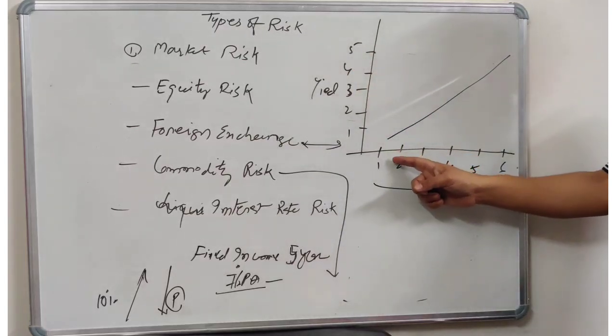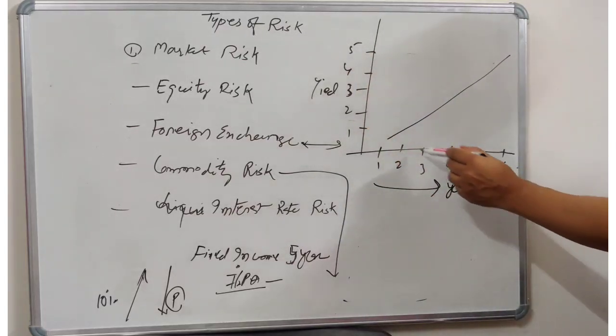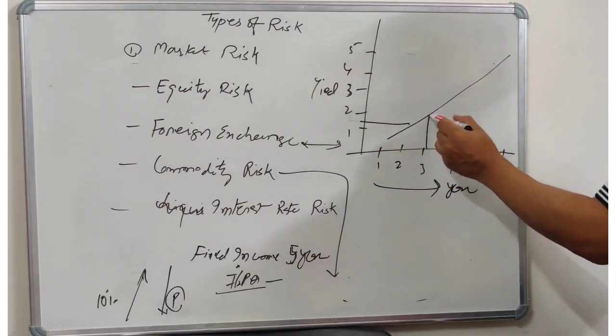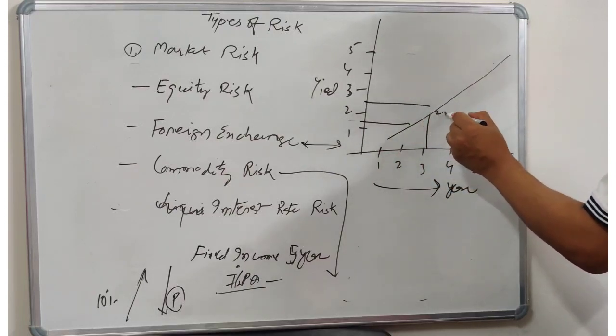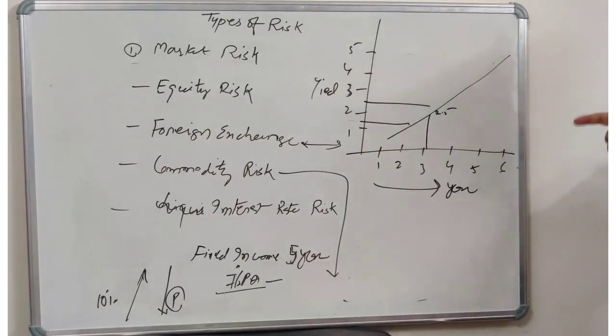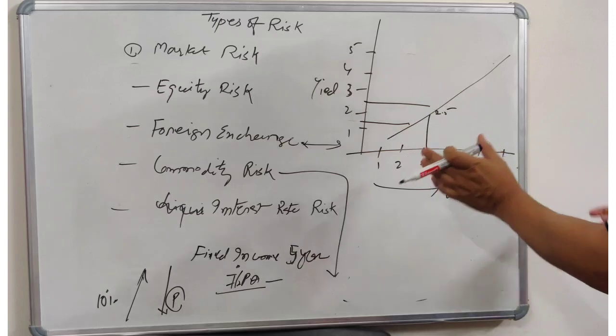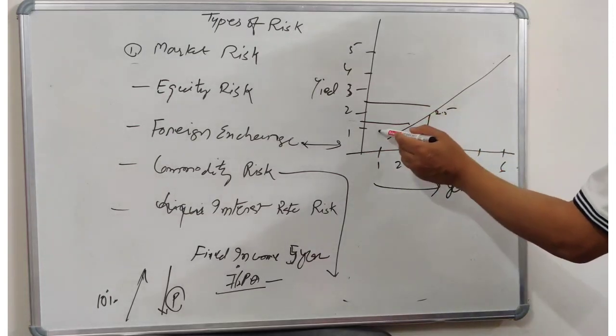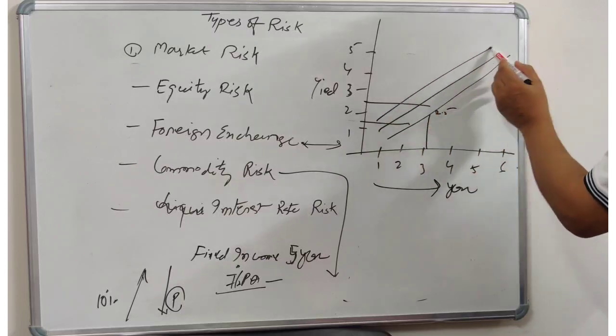So the 1 year interest rate will be around 1%, the 2 year interest rate somewhere around 1.5%, and the 3 year interest rate somewhere around 2.5%. So this is the interest rate yield curve, and everybody assumes that this yield curve will move in this direction. Suppose interest rate goes up, so this yield curve will shift in parallel like this.